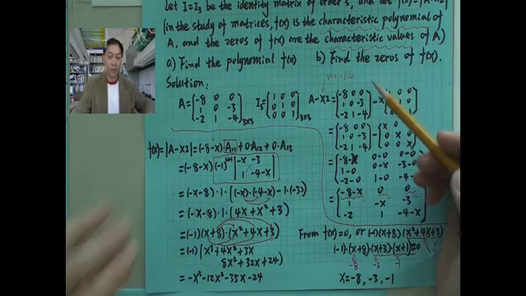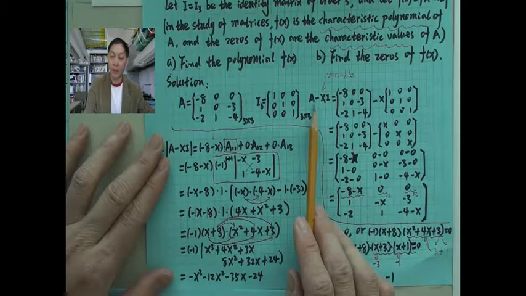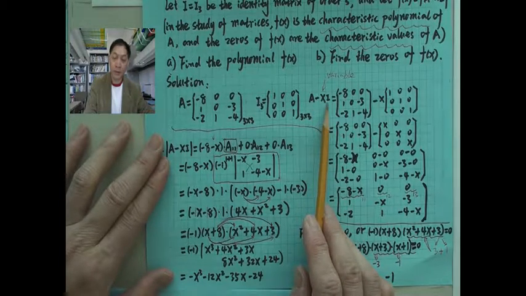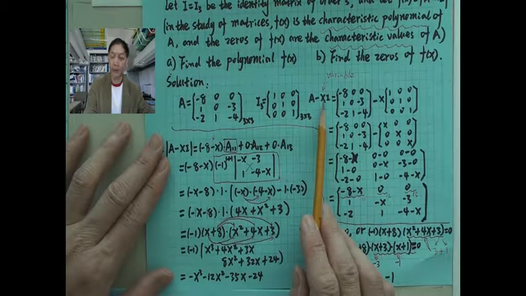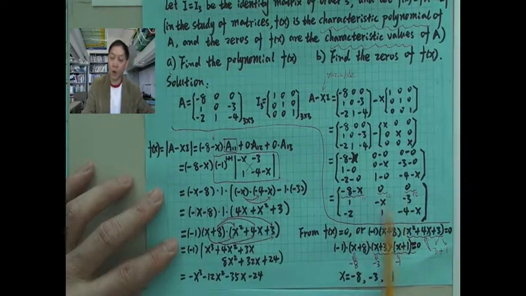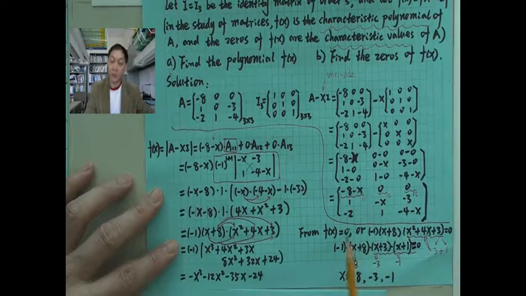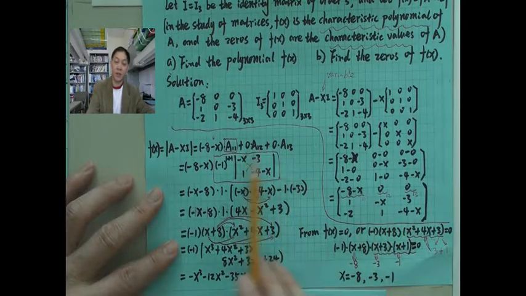So again, A must be given. Find A minus xI first, and then you expand along the convenient row or column. Here we see two zeros, so we do along the first row. Sometimes if you are lucky to have two zeros in another row or column, you may expand along that one. Here is a little bit nice. So we have zeros here, which is convenient.